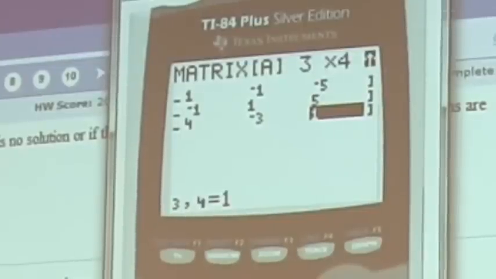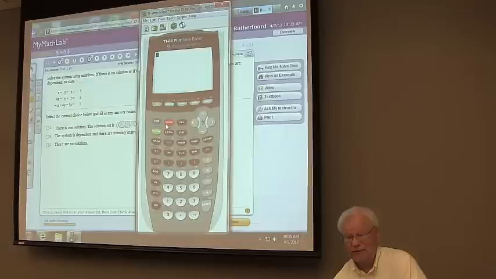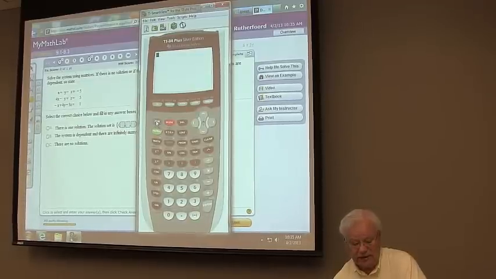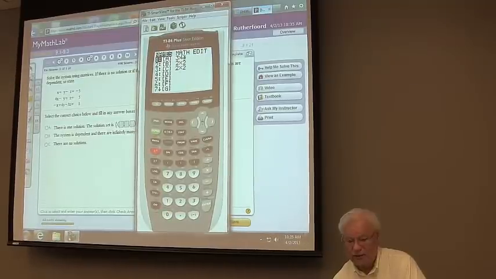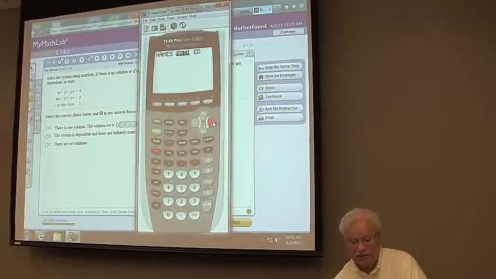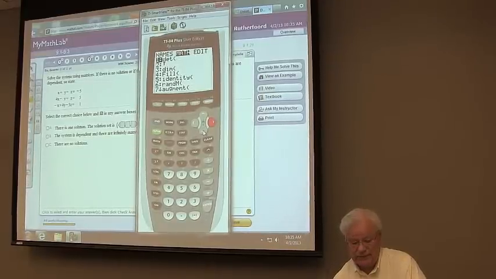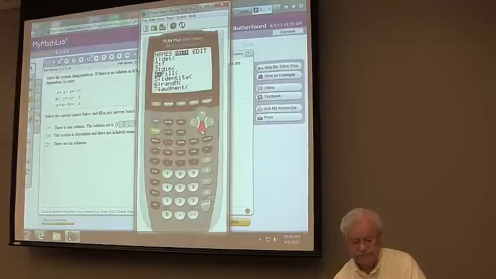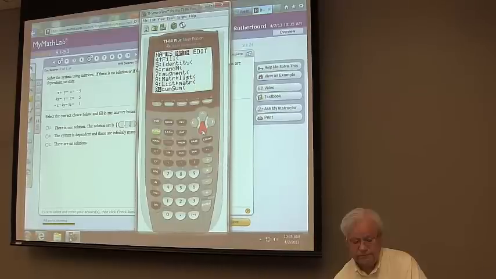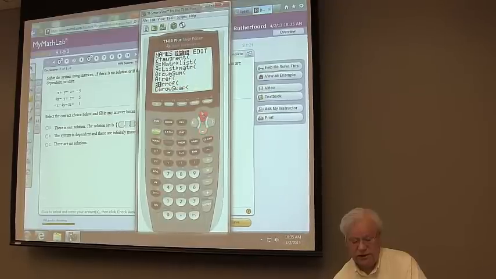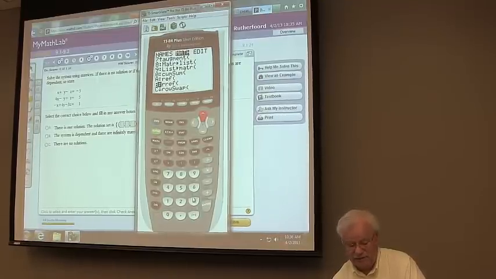So we hit second and quit to save that matrix. Now what we're going to do here is what's called RREF, the function RREF. So we go back into matrices. We want to go to the math column, the middle column, which is where the functions are. And we want to go down until we find RREF. Now you'll notice that I have an REF. That's not the right one. You want the RREF.